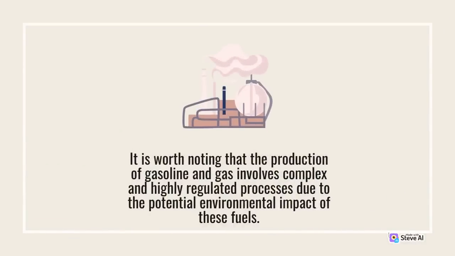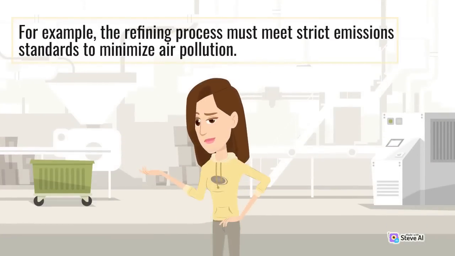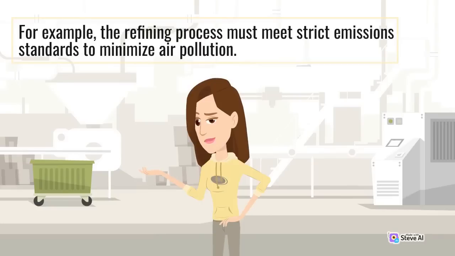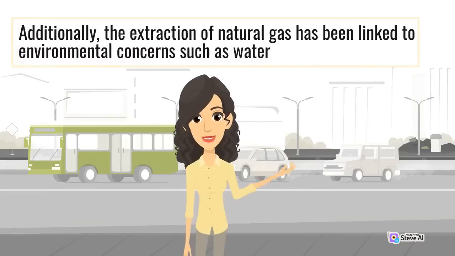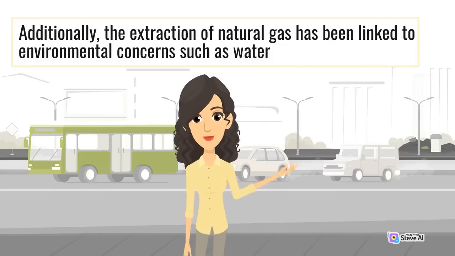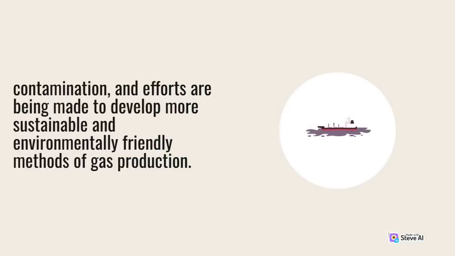It is worth noting that the production of gasoline and gas involves complex and highly regulated processes due to the potential environmental impact of these fuels. For example, the refining process must meet strict emission standards to minimize air pollution. Additionally, the extraction of natural gas has been linked to environmental concerns such as water contamination, and efforts are being made to develop more sustainable and environmentally friendly methods of gas production.